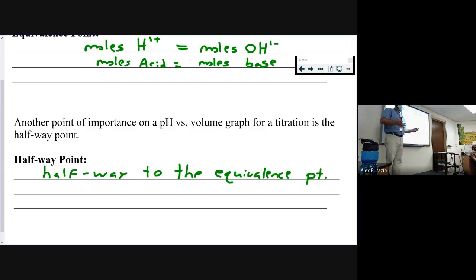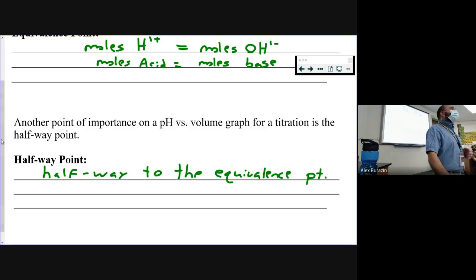I can also describe this a different way. I can say this is the point where I have neutralized half of my starting acid or base. Same thing, right? Because when I reach the equivalence point, I've neutralized all of it. So the halfway point is when I've neutralized half of what I started with.